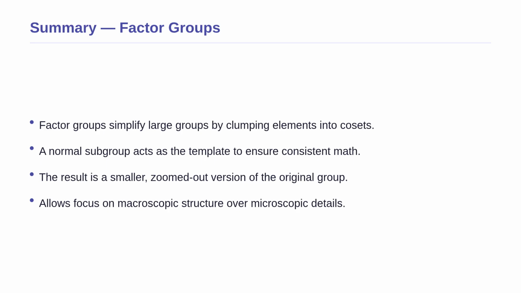Let us review the key takeaways from our journey today. A factor group is a powerful method of simplifying a large group by clumping its elements into equal-sized buckets called cosets. We use a normal subgroup as the template for these buckets to ensure that the math remains perfectly consistent. By treating these entire buckets as single elements, we create a smaller, zoomed out version of the original group. You have now covered the full topic and have the tools to ignore microscopic details and focus on the macroscopic structure of any system.